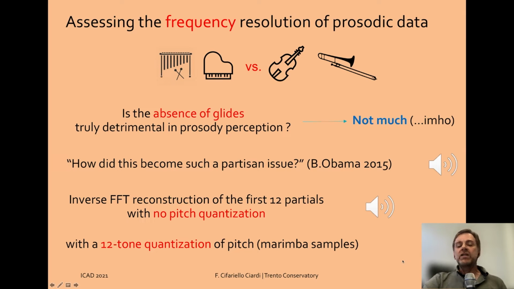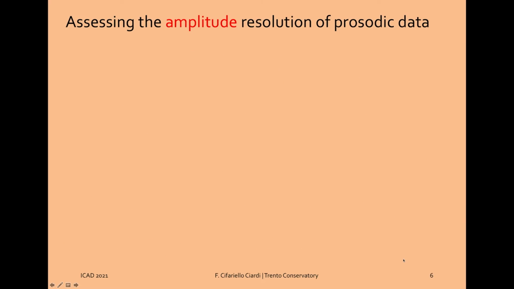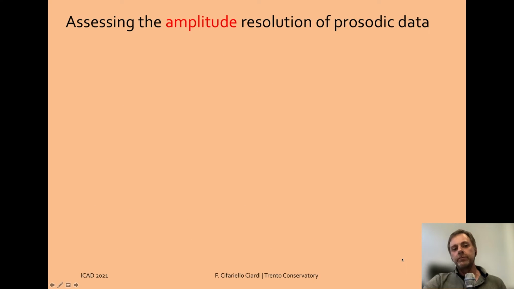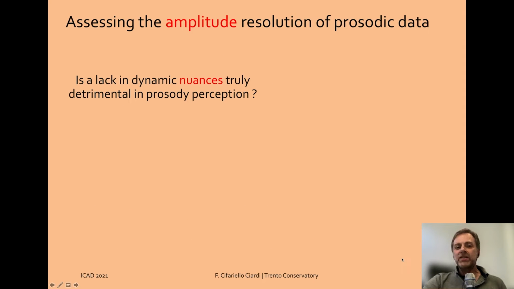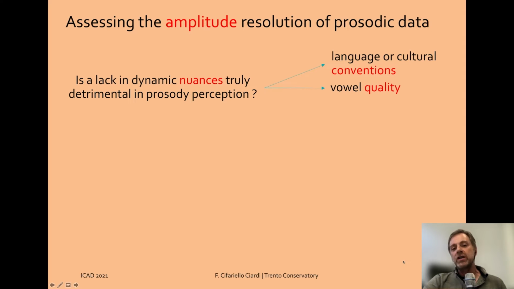If the sonic articulation is fast enough, the Gestalt principles of auditory grouping can induce a continuity illusion. What about amplitude resolution? Is a lack in dynamic nuances truly detrimental in prosodic perception? Well, variation in partial amplitude over time are important when language or cultural conventions narrow the average dynamic range of speech and when prosodic features are correlated with the spectral changes in the timbre of the source voice, as in the assessment of vowel quality.